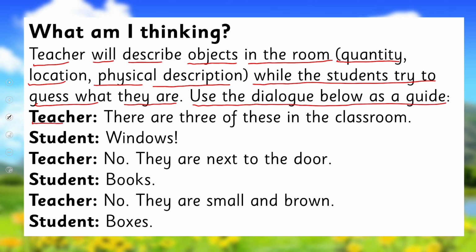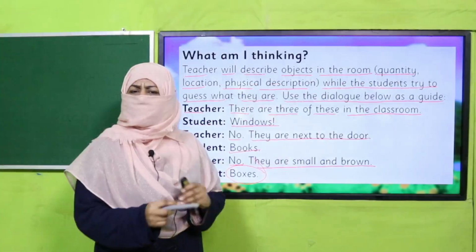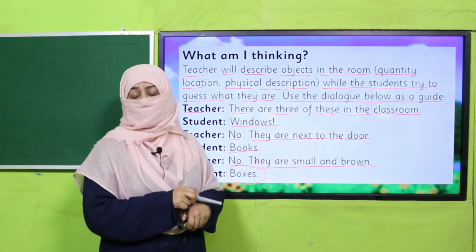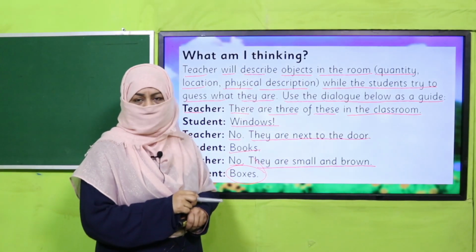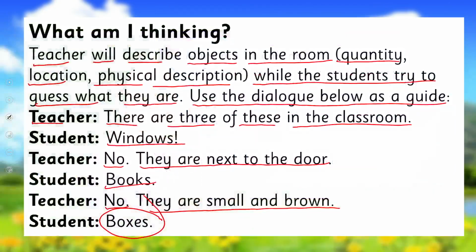Teacher will say, there are 3 of these in the classroom. Students may say, windows. No, they are next to the door. Books. No, they are small and brown. Boxes. All right. So teacher, it's very interesting. You may take a variety of nouns and you can make your children practice as much as you want. So kindly pause the video, enjoy this activity and then come back.